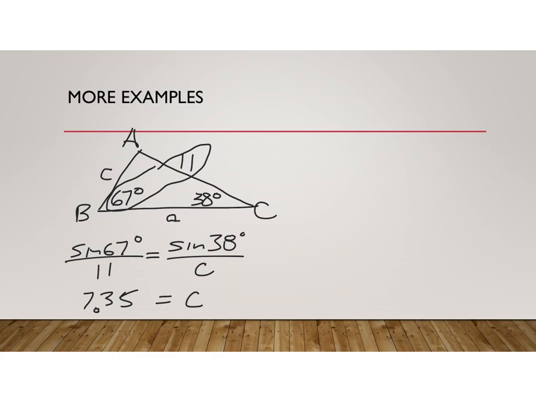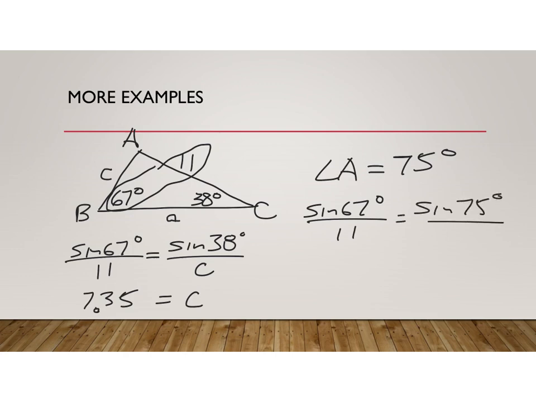Now solving the rest of this, I do need to find angle A. Third angle is always easy to find. Let's just take 180 minus both of those other angles. So 180 minus 67 and minus 38 is 75 degrees. And then again, I can use law of sines. So I'd have sine of 67 is to 11, as the sine of 75 is to side A. So how am I going to get A? I'm going to take 11 times the sine of 75 and divide that by the sine of 67.